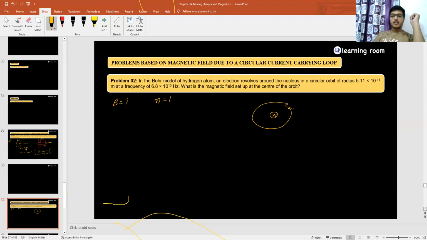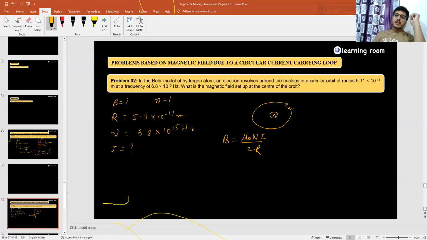Okay. Then what are we given? We are given the radius of that particular orbit, that is 5.11 into 10 to the power minus 11 meters. We are given the frequency. We'll see how to use this. Then are we given the current value? No, we don't know the current, right? So what is the magnetic field at the center? As we said in the last question, it is mu naught N i upon 2r.